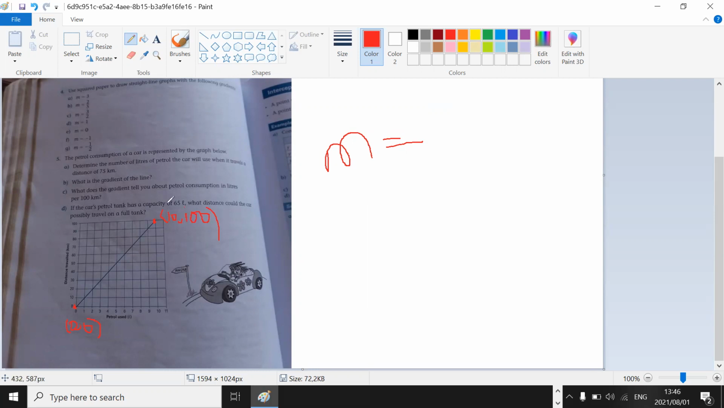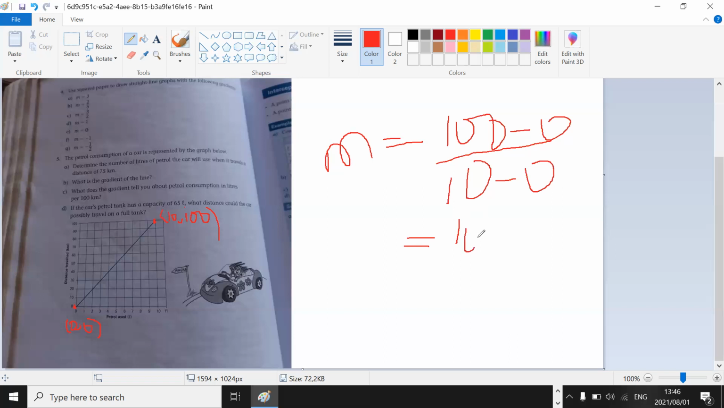So let's say this is x1 and y1, and that is x2 and y2. So y2 is 100, and we subtract y1, which is 0, and then we divide by x2, which is 10, minus x1, which is 0. Therefore, we have 100 minus 0, which is 100, divided by 10 minus 0, which is 10. So in this case, we have 100 divided by 10.